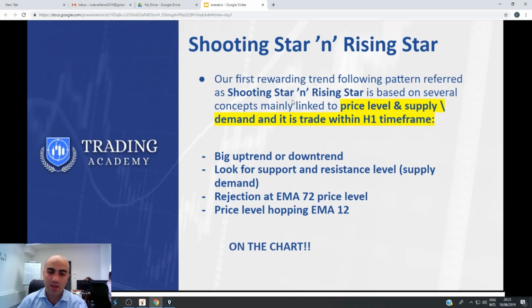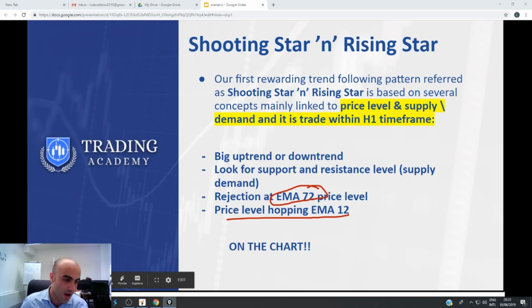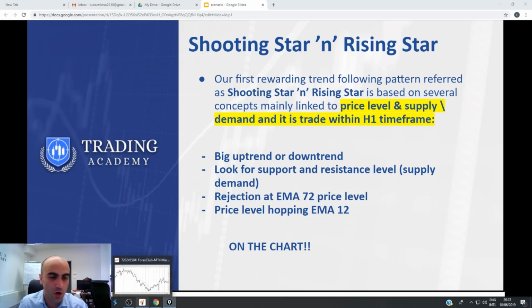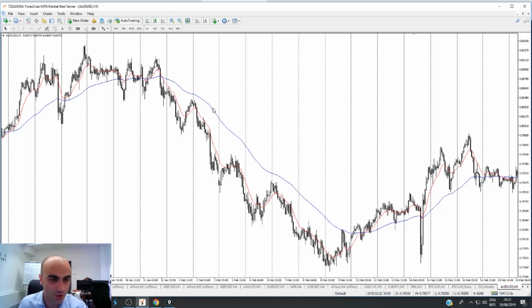So we need to have several attributes that the market needs to satisfy, which is a big uptrend or a big downtrend, and look for this support and resistance level, because as I told you, we are working on the supply and demand feature. Rejection at the exponential moving average 72 and price opening below the 12. Let's go on the chart and I will show you a little bit better how we can actually enter and close a deal before we move on to the tester, where I show you the actual practice.